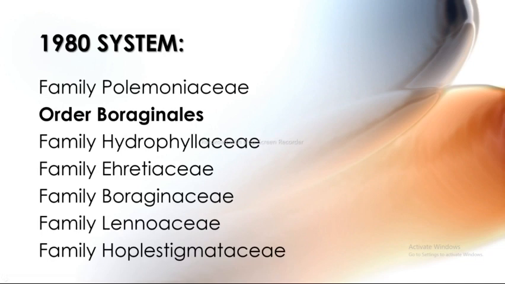Next order is Boraginales. It includes the family Hydrophyllaceae and Ehretiaceae, and the next family is Boraginaceae. Next is the Lennoaceae, and the next is the Hoplestigmataceae.